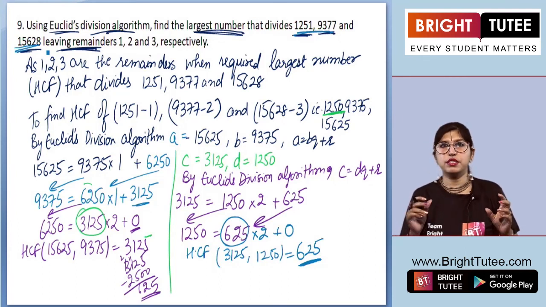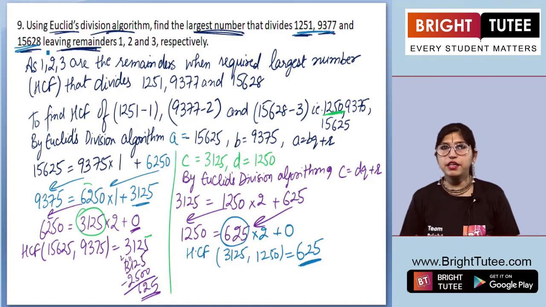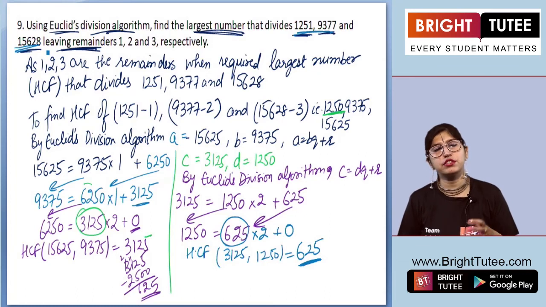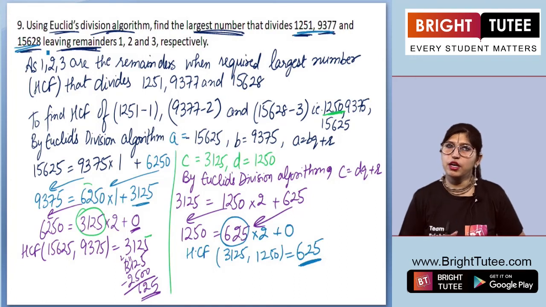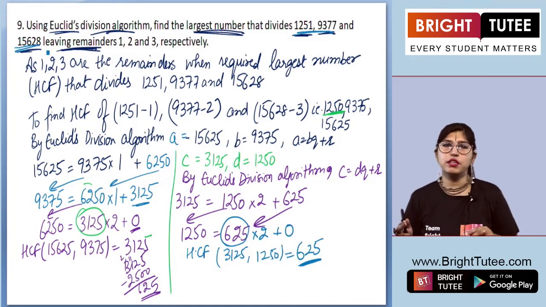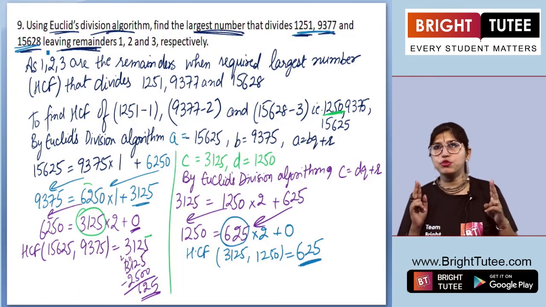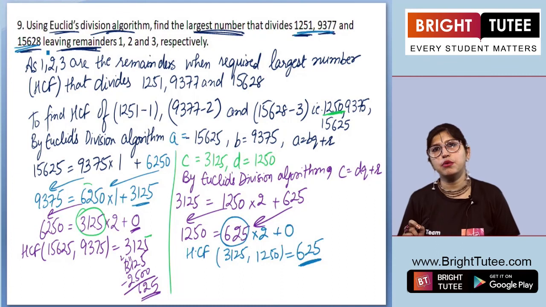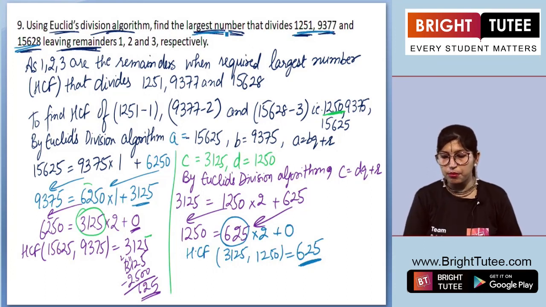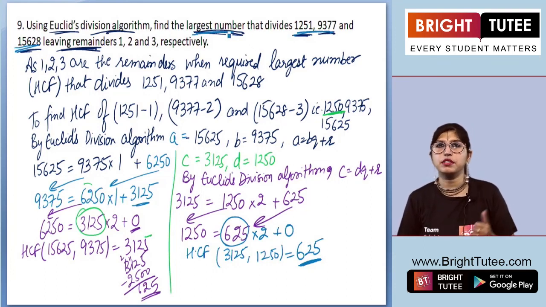So what do we do? We subtract the remainders from the respective numbers, then we take the HCF of the three numbers. First we find the HCF of two numbers, then we find the HCF of that answer and the third number. By finding the HCF of these two, we get the final HCF, the largest number they are asking for, which divides these three numbers leaving remainders 1, 2 and 3 respectively.